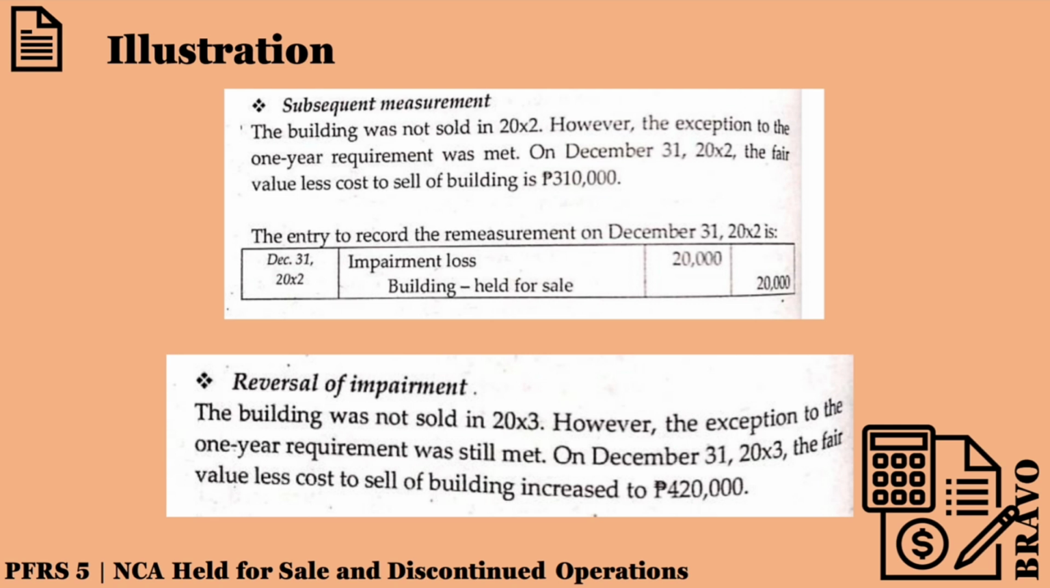Reversal of impairment. For this illustration, the building was not sold in 20X3. However, the exception to the 1-year requirement was still met. On December 31, 20X3, the fair value less cost to sell of building increased to 420,000. So, the gain on reversal of impairment to be recognized on December 31, 20X3 is computed as follows.